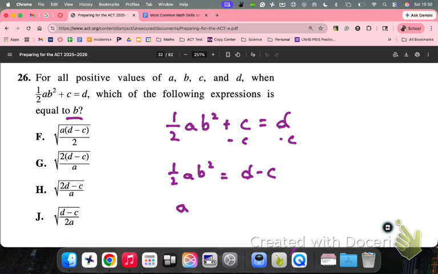But when I divide both sides by 1/2, it will go away on the left side. 1/2 is gone. And then it's 2 times d minus c. It's 2 times all of that. So I need to use those parentheses carefully.